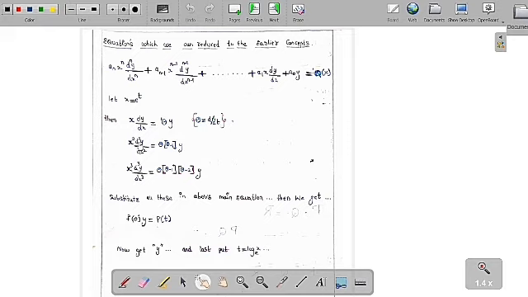Suppose x square d square y by dx square will become theta into theta minus 1 into y. If you want x cube into d cube y by dx cube, it is equal to theta into theta minus 1 into theta minus 2 into y. So now replace these things in the original equation and do the simplification, and you are going to get it in terms of t only.